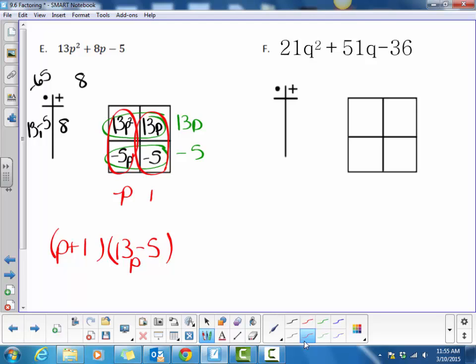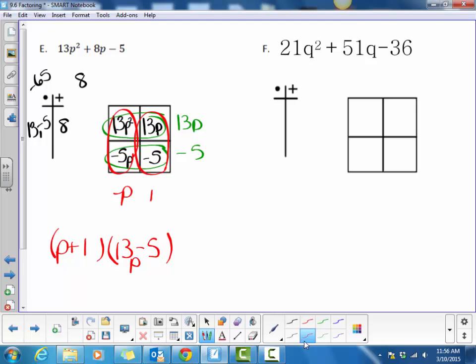Now we could factor, or we could FOIL every single one, but I want to kind of show you how I do it in my head. I call it a touch check, and I just look at the last 2 numbers. Positive 1 times negative 5 is negative 5. p times 13p is 13p squared. And then I see I have a positive 13 and a negative 5. Positive 13 and negative 5 gives me my positive 8. So I do that just to check instead of doing the whole FOIL.